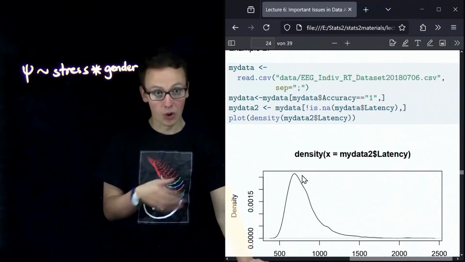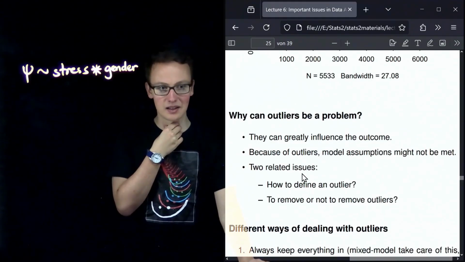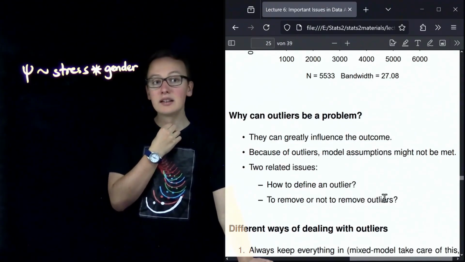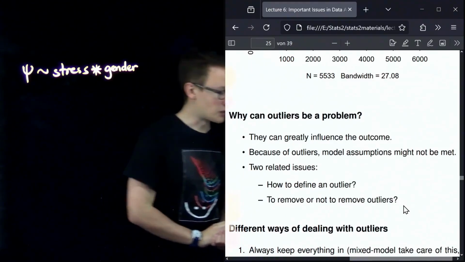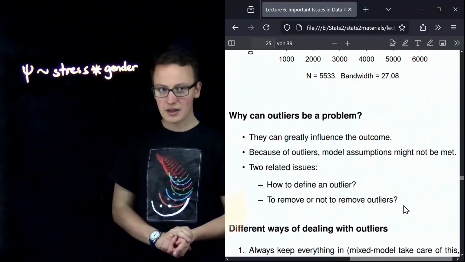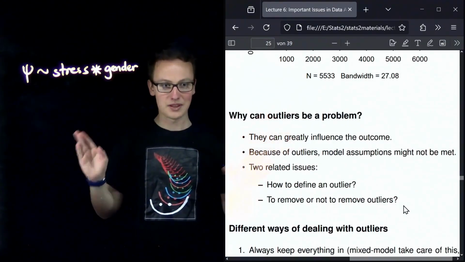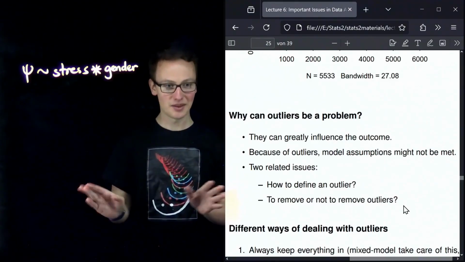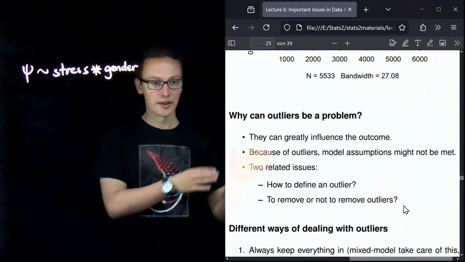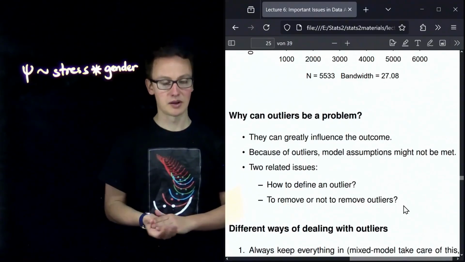So that's a whole problem of its own: how to identify an outlier, how to define that a point is an outlier. And then the question arises, when you run your statistical analysis, should you remove the outliers, or should you keep them in the model? There's no totally 100% correct answer to these questions, but we're now going to go through various proposals, various ways to deal with this outlier problem in general.